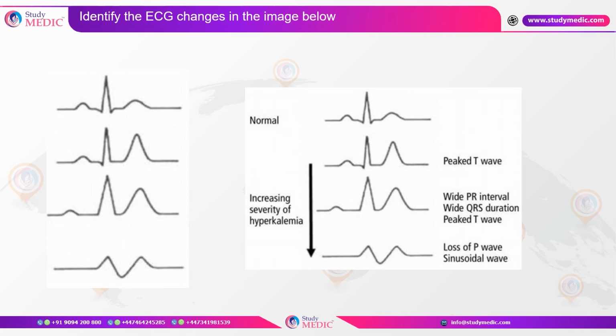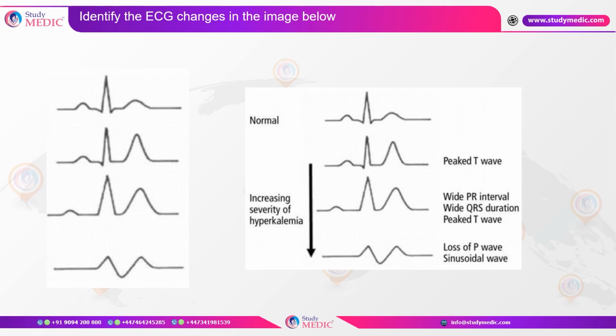So what can you see here? Now if this is the normal reference point, here you can see that the T wave is peaked. Here the PR interval is widened, also the QRS complex is widened, and there is a peaked T wave, and here there is loss of polarity of the P wave. So this represents the increasing severity of hyperkalemia.